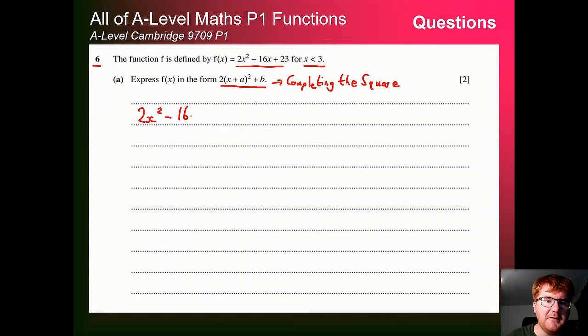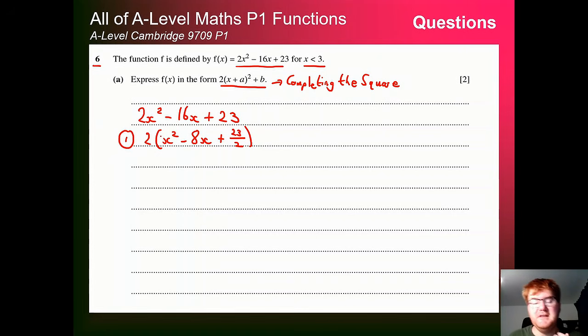So let's copy out the function and put it in completing the square form. Essentially, it's a 3-step procedure here. Step 1 is to take a factor of 2 out. So we need to have this as just x squared on its own. So I'm just going to take a single factor of 2 out. What do you multiply 2 by to get minus 16? That would be minus 8. And again, here we can just leave it as a fraction. That's absolutely fine. Notice if I multiply that, 23 over 2 times 2 gives you that 23.